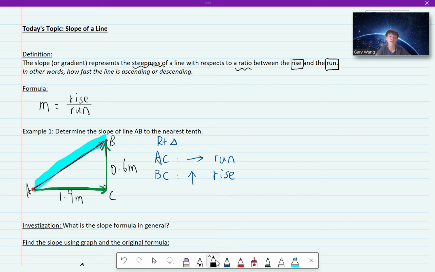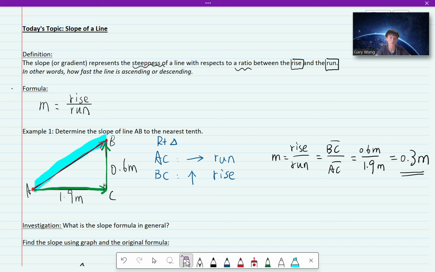Therefore, we can apply this formula right here, m equal to rise over run. So we can say m equals rise over run, where rise is BC and run is AC. We substitute the distances in, 0.6 meters and 1.9 meters, and we will get approximately 0.3. And this would be no meters, because the units cancel out. So the slope for segment AB is approximately 0.3.